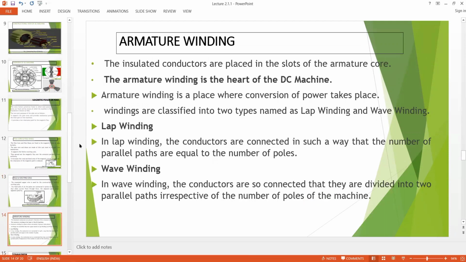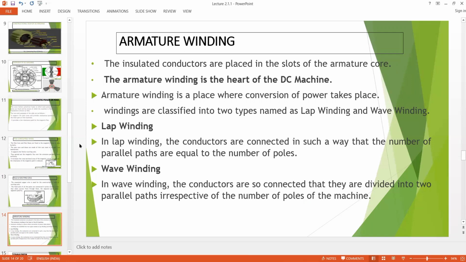Armature winding, yes, is very important. Insulated conductors are placed in the slots of the armature core. Armature winding is basically the heart of a DC machine, because if it is not there, the flux won't be produced. Because over here we are also dealing with Fleming's law. If you remember, in the previous video we discussed Fleming's law. We also discussed Faraday's law, in which we said whenever a current carrying conductor is placed in a varying magnetic field, an EMF is induced.